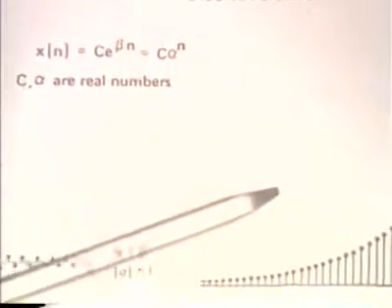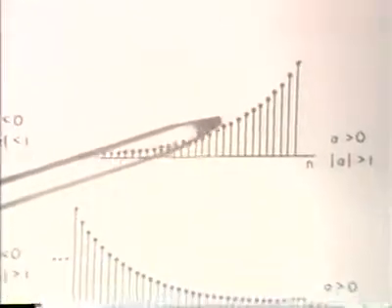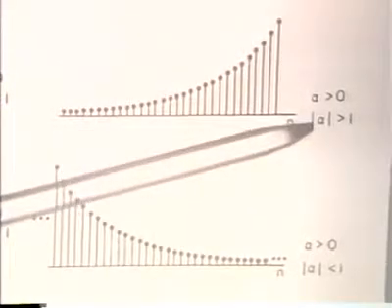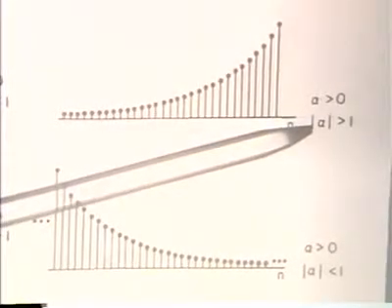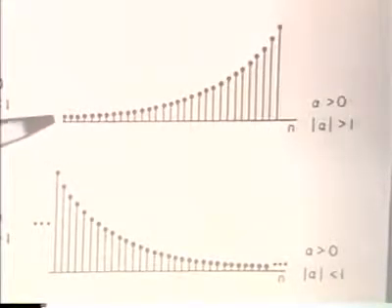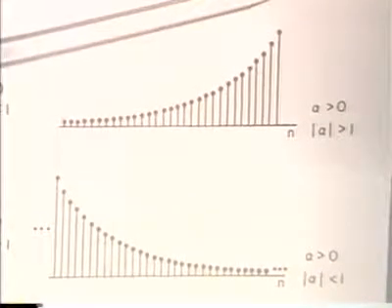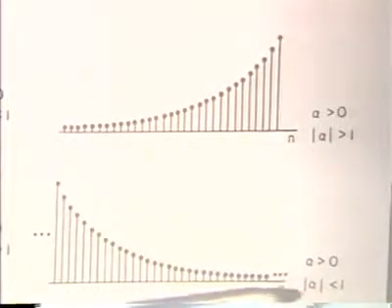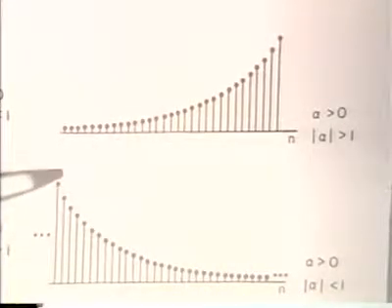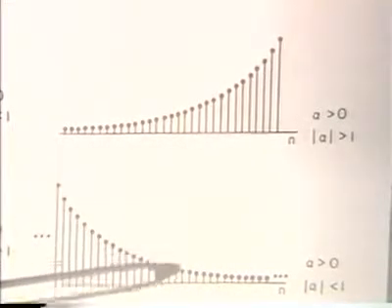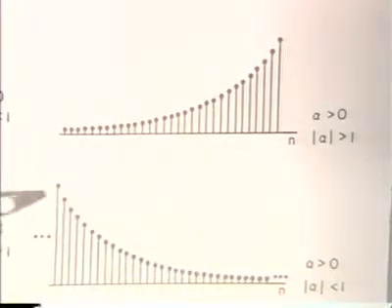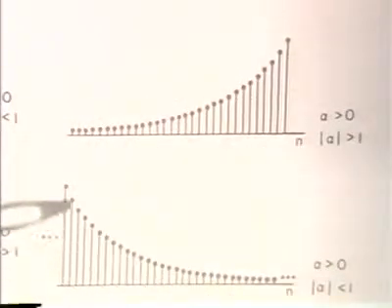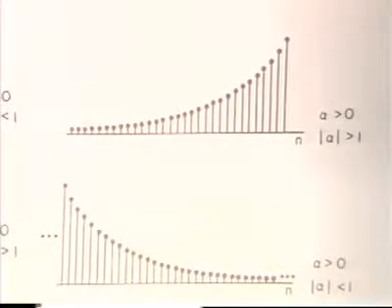Here, for example, we have for alpha greater than 0, first of all, on the top, the case where the magnitude of alpha is greater than 1, so that the sequence is exponentially or geometrically growing. On the bottom, again with alpha positive, but now with its magnitude less than 1, we have a geometric progression that is exponentially or geometrically decaying. Okay, so this, in both of these cases, is with alpha greater than 0.